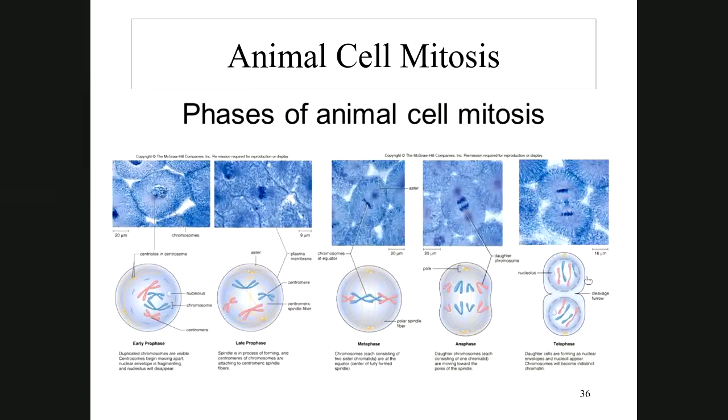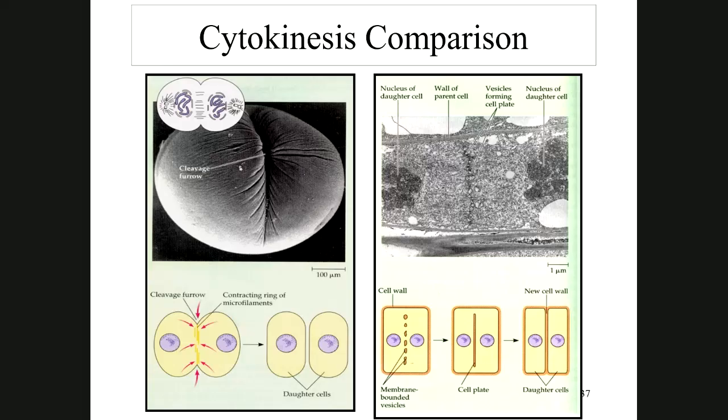You see the nuclear envelopes reforming around the DNA. They're going to unwind back into the chromatin state. Here's a scanning electron micrograph showing this cleavage furrow starting here on an animal cell. So that's a pretty good shot there. The cleavage furrow starts and it pinches the cell into two new daughter cells.